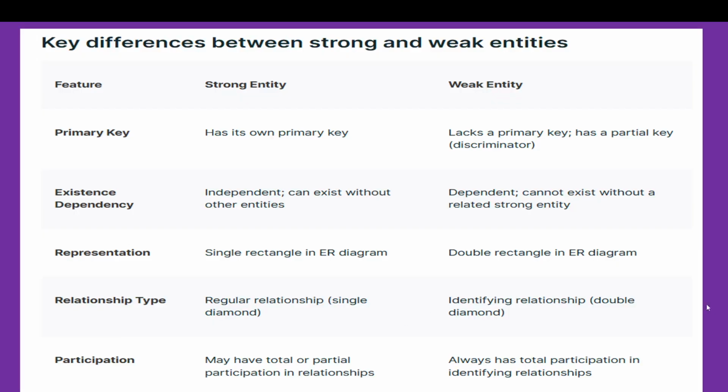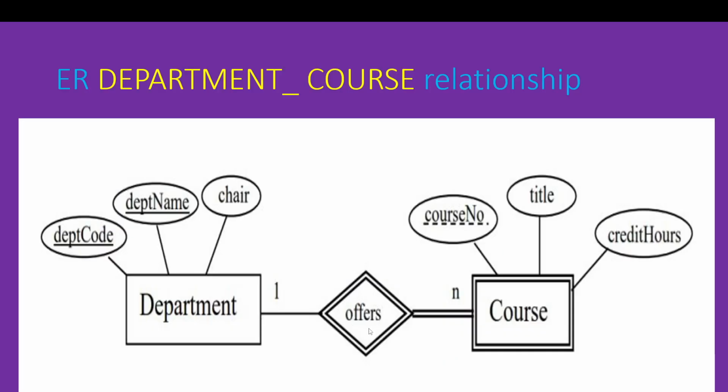A double rectangle in an ER diagram represents a weak entity. Then what is the relationship type? In an ER diagram the relationship is a regular single diamond, but for the weak entity it is always a double diamond, since the department offers the course. This course is offered by the department, but this one is a weak entity, so the relationship is represented by a double diamond.